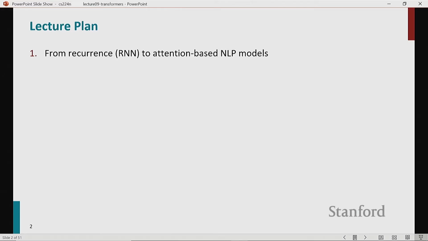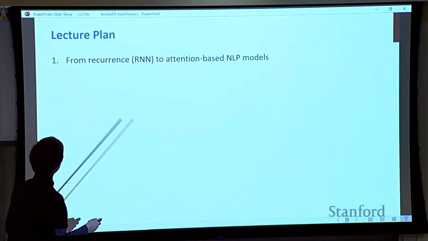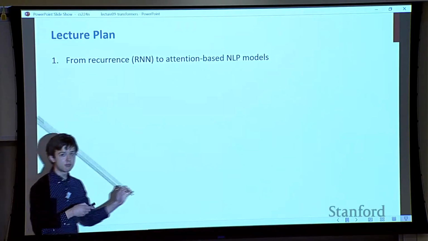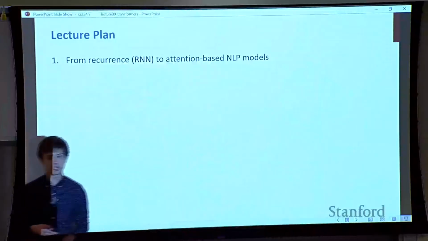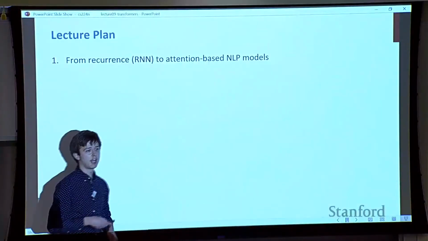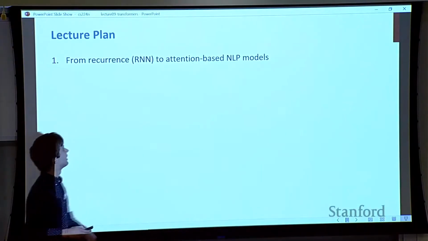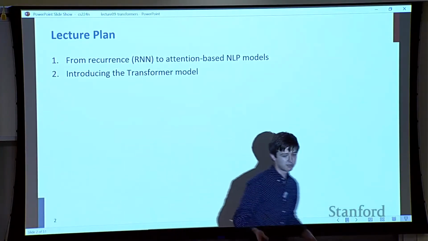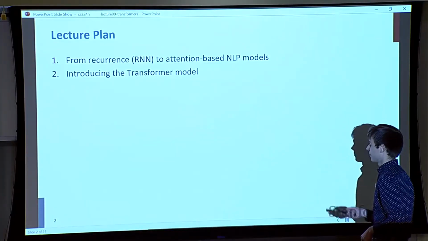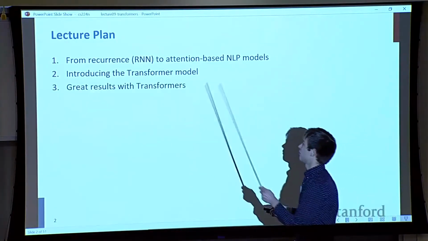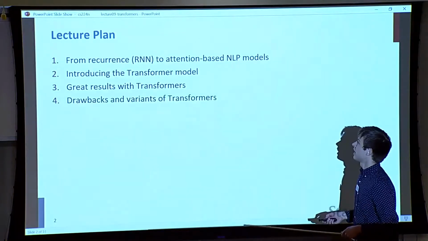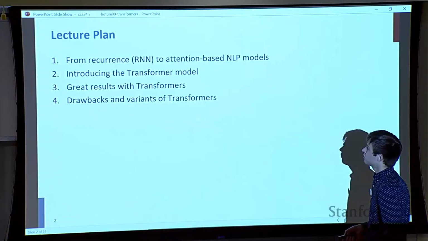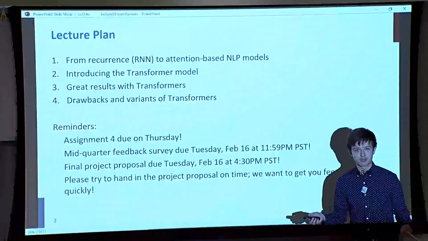So we'll start with where we were back last week with recurrence, recurrent neural networks, and we'll talk about a movement from recurrence to attention-based NLP models. We talked about attention, and we're going to just go all in on attention. We'll introduce the transformer model, which is a particular type of attention-based model that's very popular. You need to know it. You're going to learn it. We'll talk about some great results with transformers, and then some drawbacks and variants and very recent work on improving them.